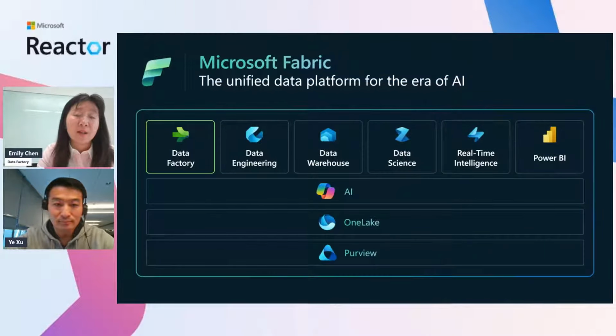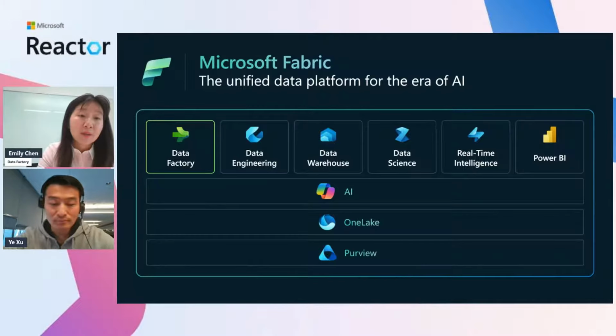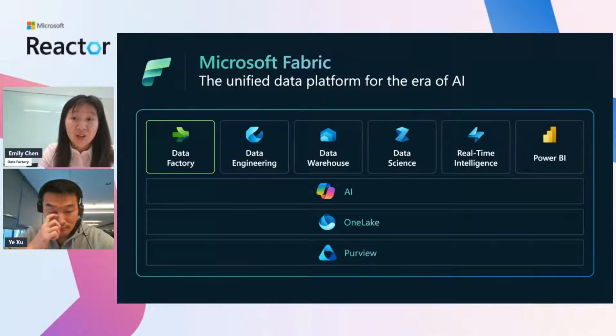Next, we'll talk about Fabric. Fabric is a unified data platform in the era of AI. It's the only unified platform in this industry because it brings together unified data foundations that deeply integrate Data Factory, data engineering, the data warehouse, data science, RTI, real-time intelligence, and Power BI. We built on the industry's first AI data lake, which is OneLake, and governed by Purview.